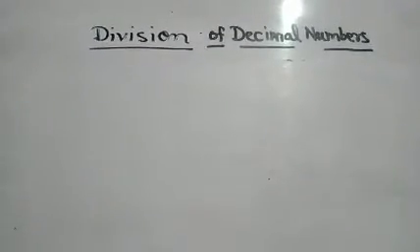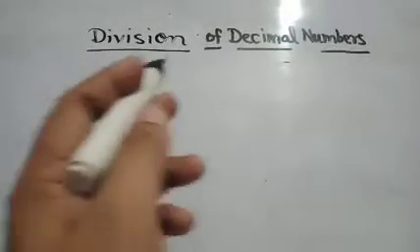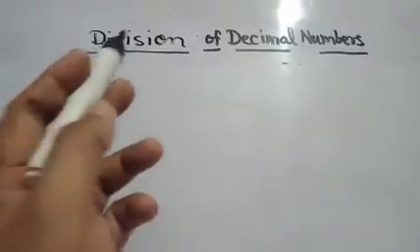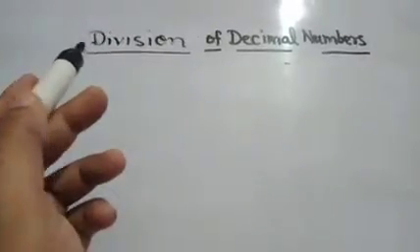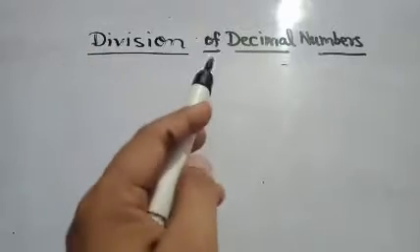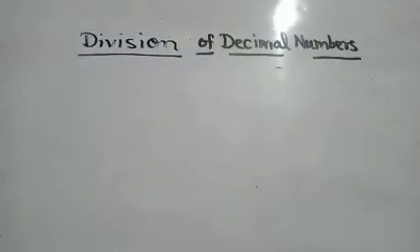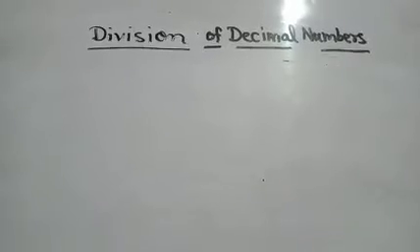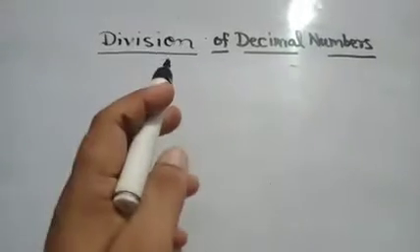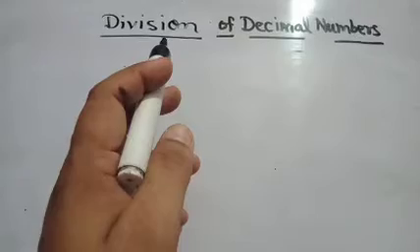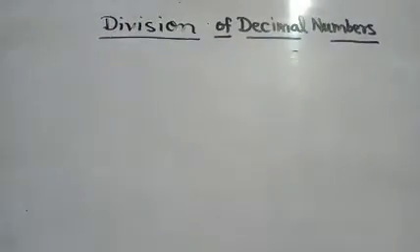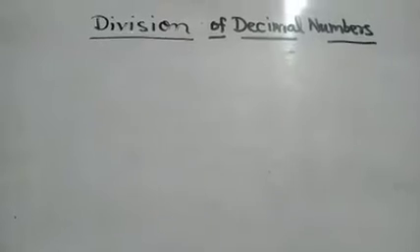In the previous video, I have discussed the rules of multiplication of decimal numbers: the product of a decimal number with a whole number, and the product of a decimal number with 10, 100 or 1000. So now in this video, I will introduce the process of division of decimal numbers with a whole number as well as 10, 100 and 1000. So let us start with an example.